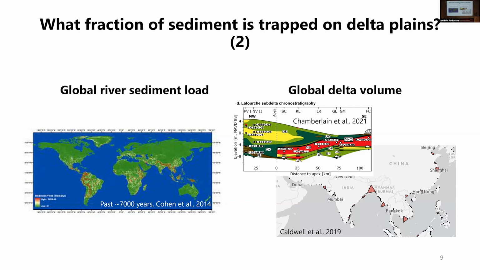We can then combine that by making very simple estimates of global delta volume. We have good global databases, like for instance this database by Rebecca Caldwell showing global delta area. And we can then combine that with geologic information about how much deltas have accreted vertically over the same time period. When you combine these global data sets, what you find is that global sediment retention on all delta plains is about 25%. So 25% of the sediment flux generated on continents never makes it to the river mouth, but is trapped on delta plains.